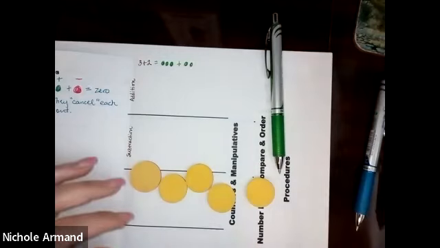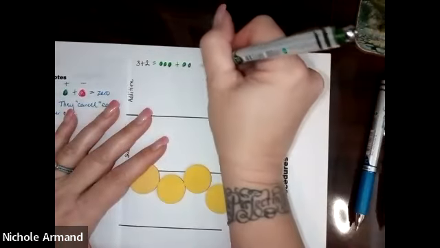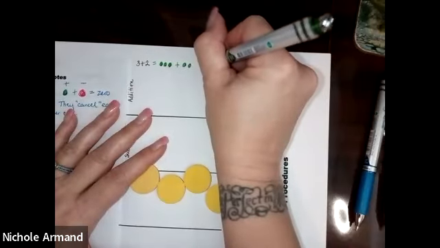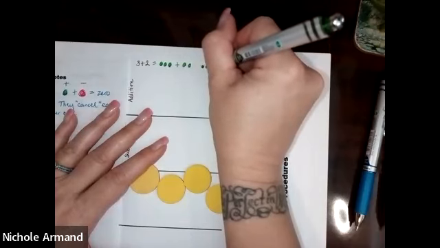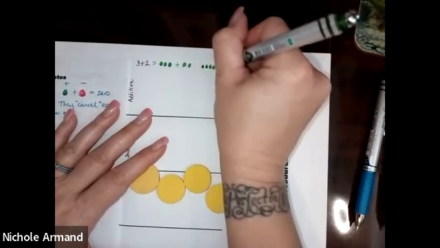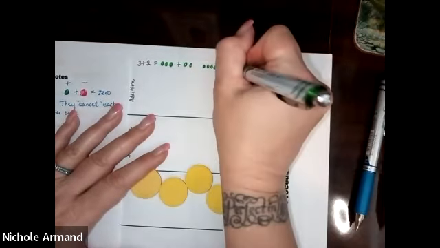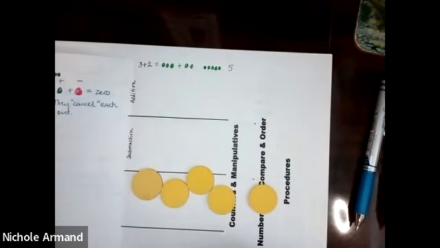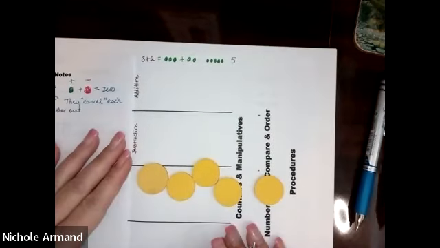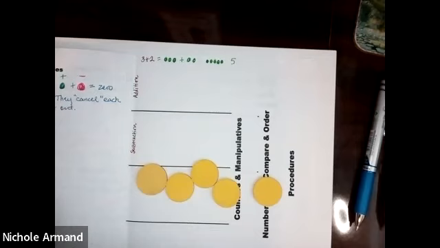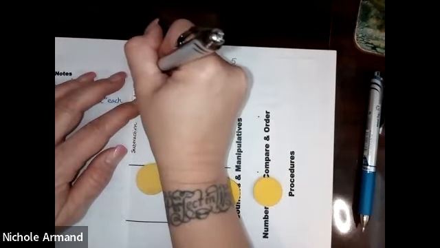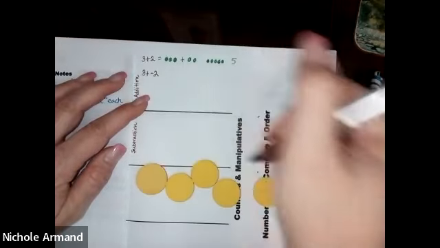I should be using my erasable gel pens. And that equals 5 positive chips. So we're going to say that that addition problem equals 5. Now we're going to do 3 plus negative 2.